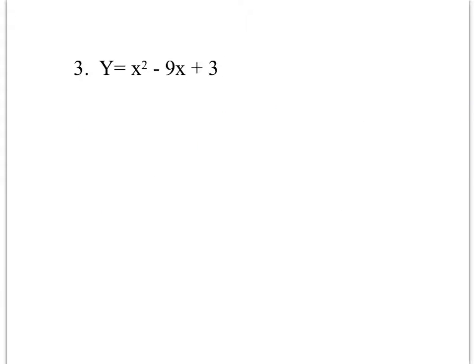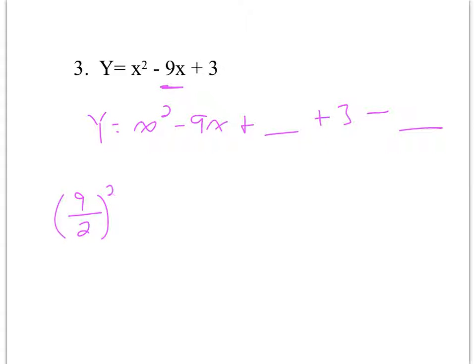Okay, let's do this last one together. It's going to be a little more difficult because again we have an odd number for our b term, so we know we're going to have to deal with some fractions, but that's okay. Let's go. I'm going to write y equals x squared minus 9x. Put in my blank. I still have my plus 3, and then I'm going to subtract my blank as well. Well, half of 9, of course, is 9 halves. I'm going to take that and square it. 9 halves times 9 halves is 81 fourths. So I put that in my blank.